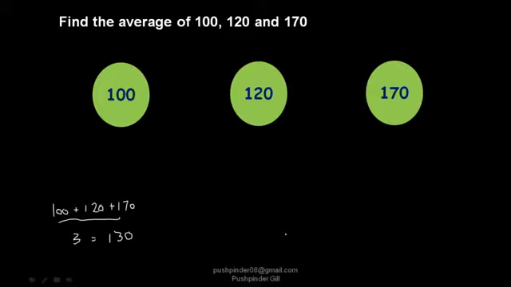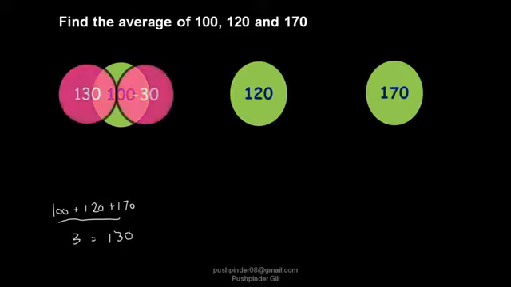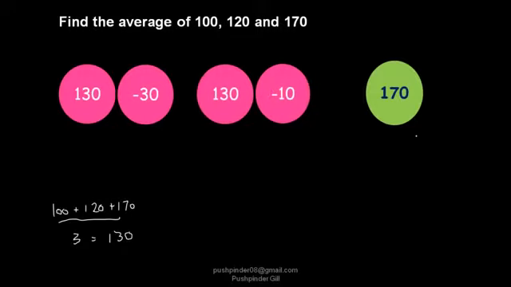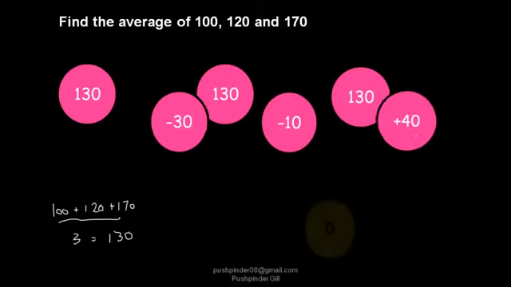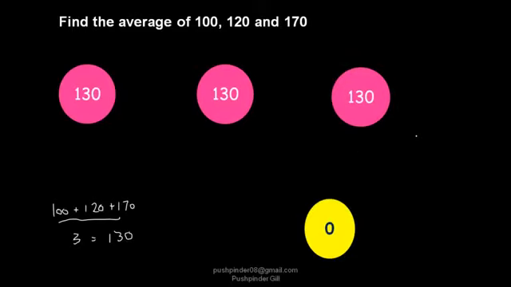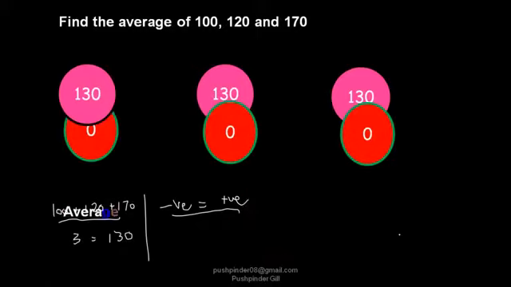Now you see that 130 is how far from 100? Negative 30. 130 is how far from 120? Negative 10. And 130 is how far from 170? Positive 40. If I add all the deviations, I get 0. Which means that 130 is my average, which has again proved that the negative deviations are always equal to the positive deviations when taken from the average. Alright? I hope you've understood this point. Great. Now let's move forward.